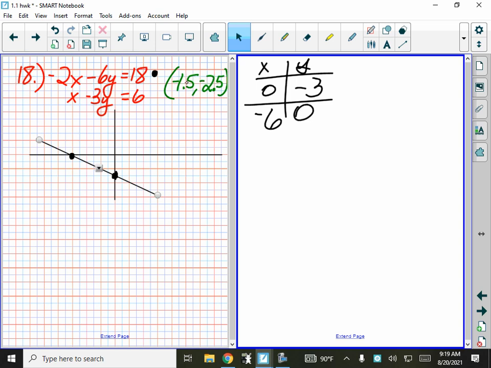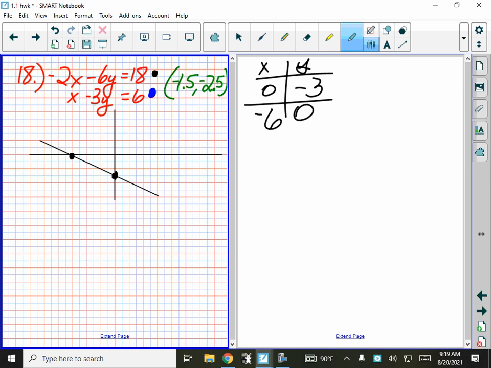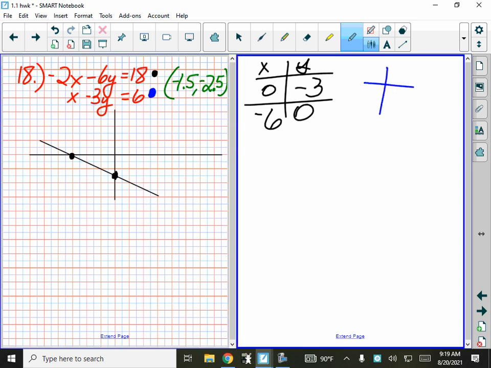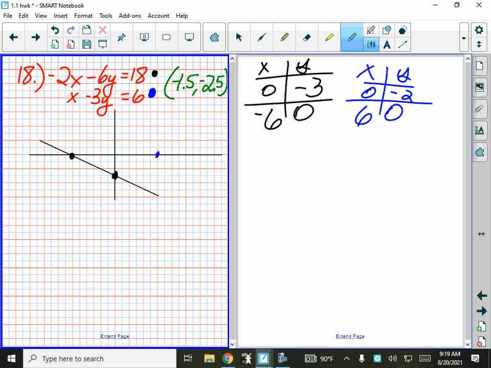Okay, now I'm going to do another line, and I'll call this the blue line. Yeah, I could graph this one different, but I'm not going to. I'm going to revert back to 6th grade. Is this what you guys did in 6th grade? Maybe. If x is 0, y is -2. If y is 0, x is 6. There we go. 2, 4, 6. And then 2 down.